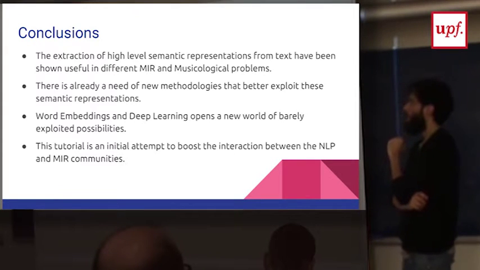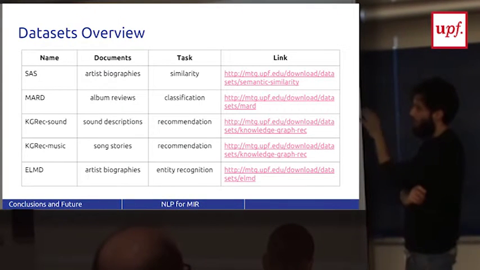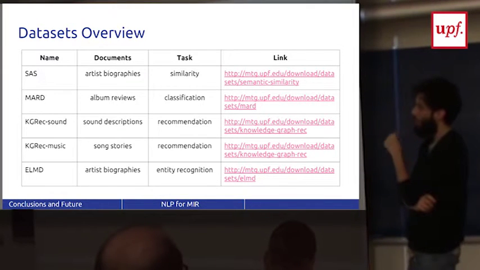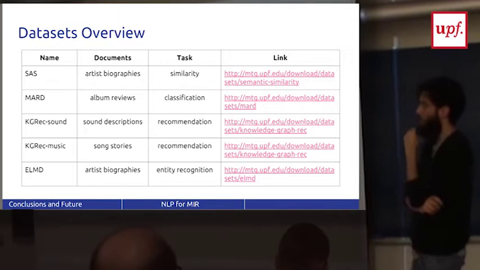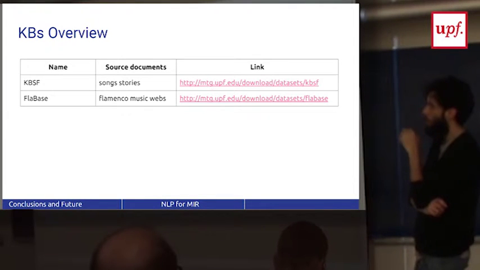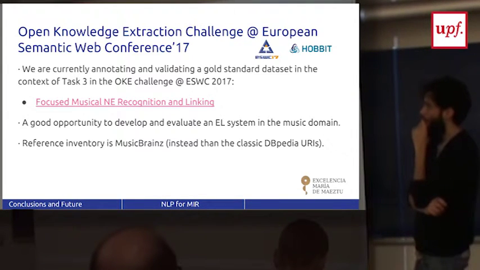And so that's it. We have here a list of the different datasets we have for similarity, classification, recommendation, artists, songs, biographies, albums. So they are all freely available. And if you don't have the slides at the end, you can use this. Also the knowledge base that we have built.